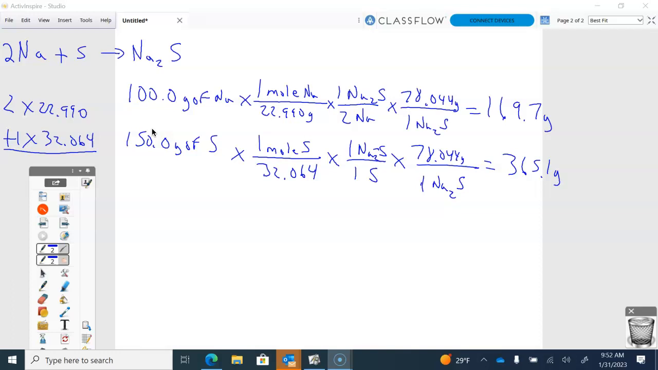Yes, ma'am. Will the limiting factor always be the smaller number? Right, because with 100 grams of sodium, I can make 169 grams of sodium sulfide. With 150 grams of sulfur, I could make 365 grams. What are we going to run out of? I'm going to run out of sodium because I can't make as much. Which one are you going to run out of first? The one I run out of is the one that makes the least amount when I'm done. Is that okay?